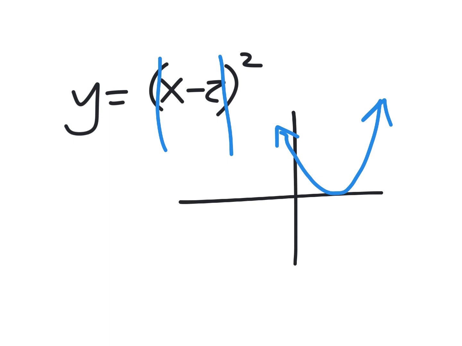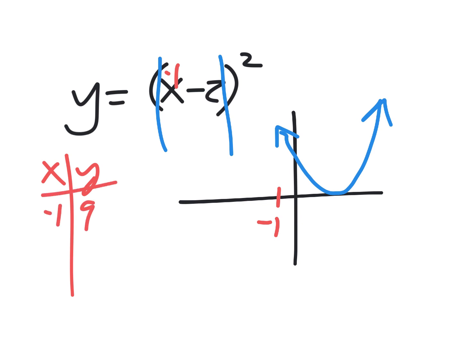If I put in a -1, let's track what would happen. If I put in a -1, -1 minus 2 makes -3, and -3 squared makes 9. So in the old XY chart, when I put in a -1, I'm going to get 9. Would you agree with that? Yes. All right. If the absolute values hadn't even been there, wouldn't it have come out exactly the same? Yes.